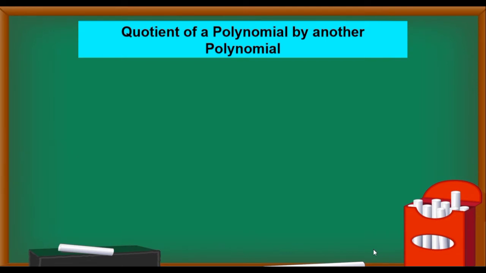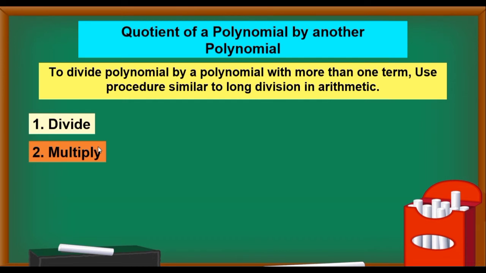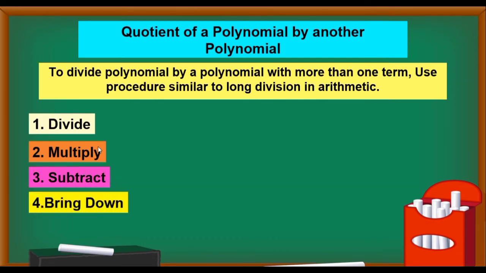So, let us have quotient of polynomial by another polynomial. To divide a polynomial by a polynomial with more than one term, kasi kanina ang ginawa po natin, polynomial to monomial. Ngayon naman po is polynomial by another polynomial. So, let us use the procedure similar to long division in arithmetic. Paano po? Yun yung divide, multiply, subtract, and bring down. So, kung naalala nyo yung long division ng ating arithmetic, ito, papakita natin.